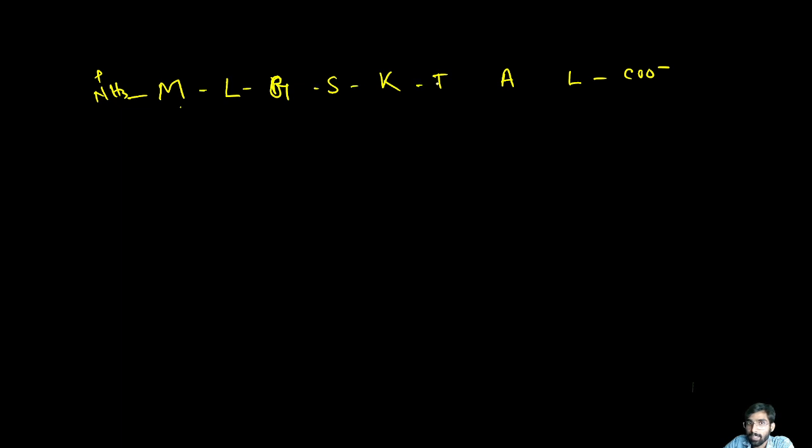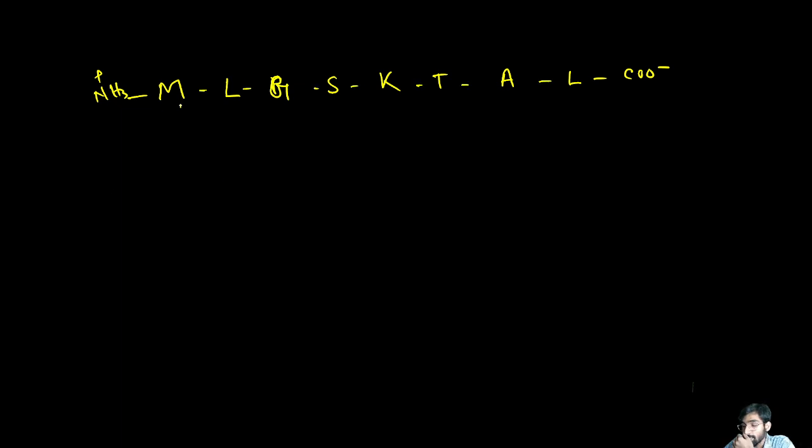Let's see, M, L, not P, let's do it as G. G, S, K, and again T, A, and L. Now this is the first amino acid. So NHCO, right? In that direction there is NH3 plus, in that direction there is COO minus. Now this is the peptide.